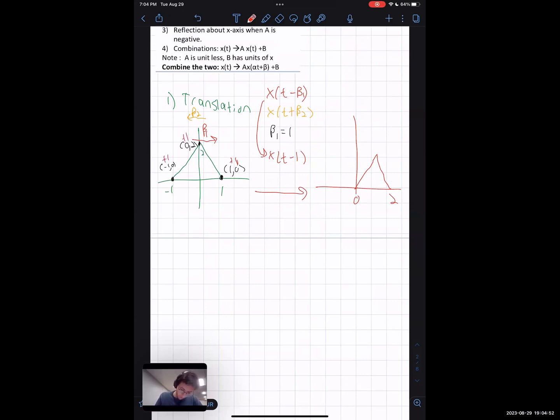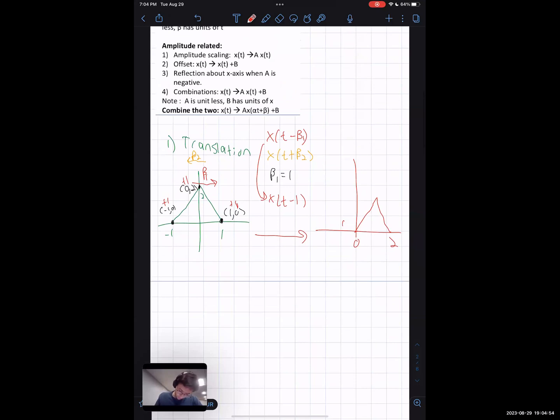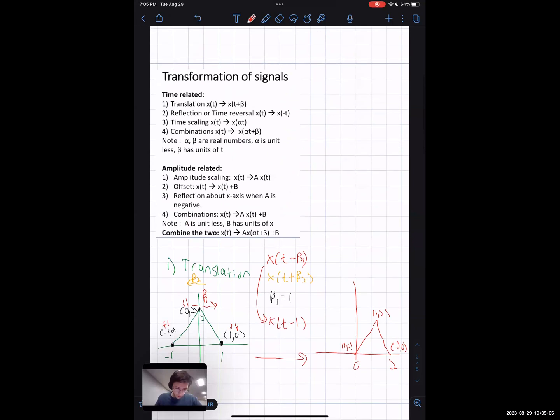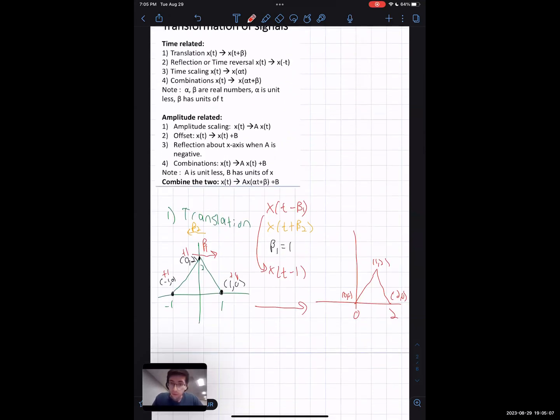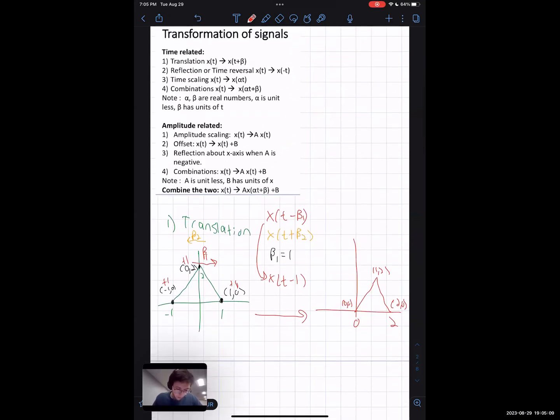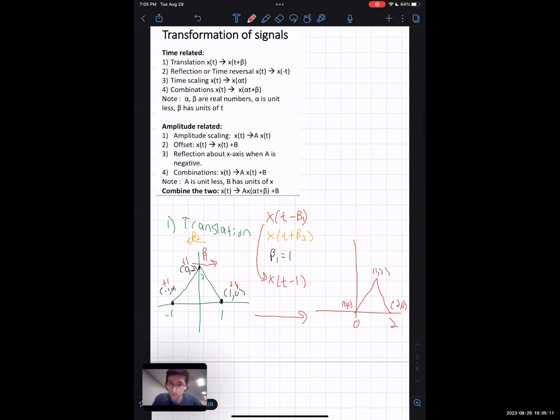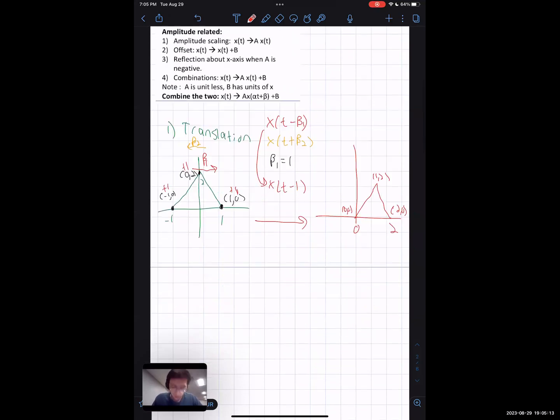So now here are our new coordinates. We have 0, 0, 1, 2, and 2, 0. Okay. So how's everyone feeling about that? Any questions so far? This is only translation in the time domain, so we move it left to right. We can do another example.